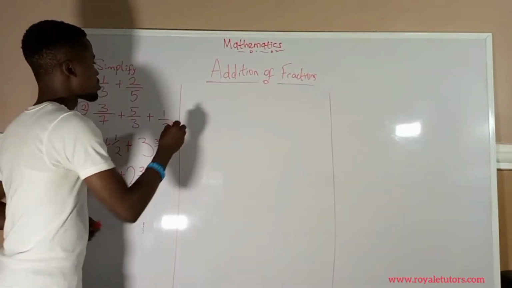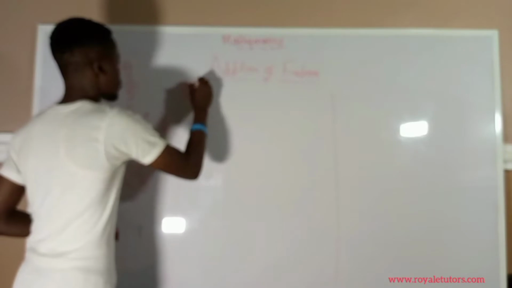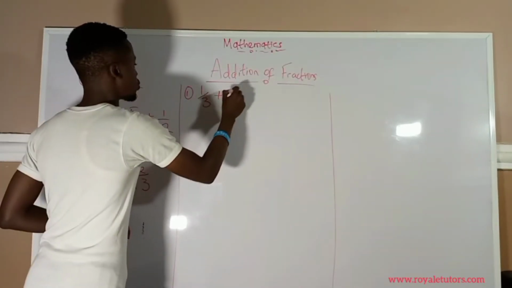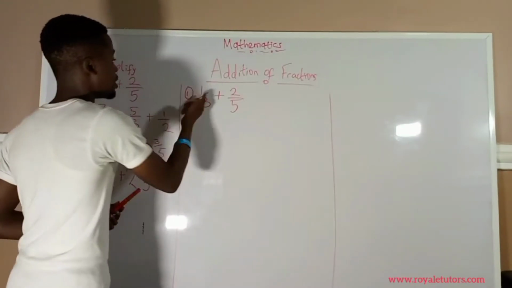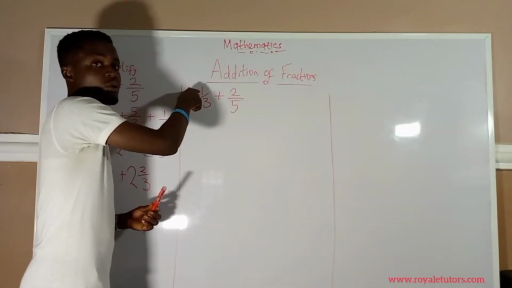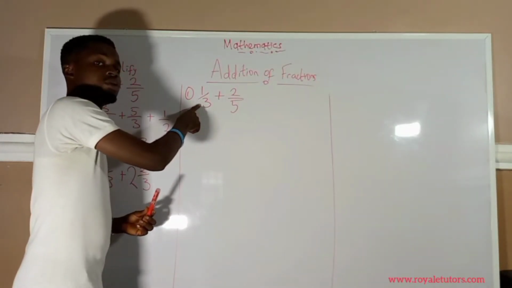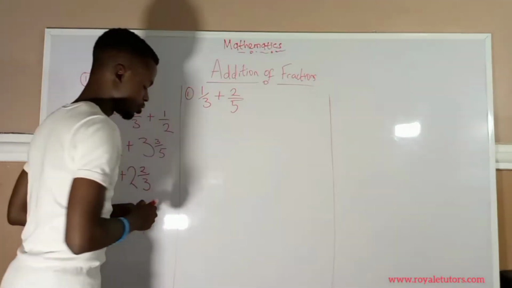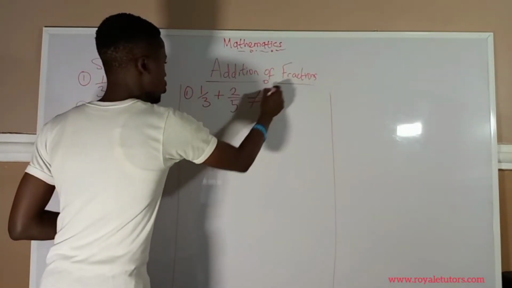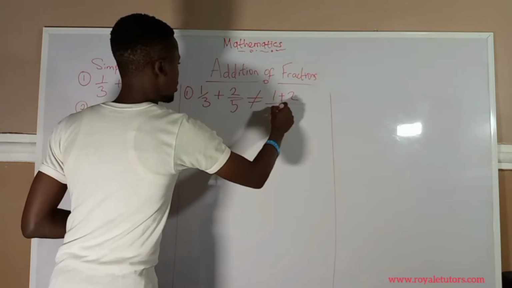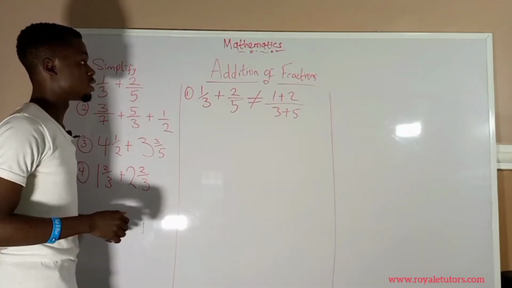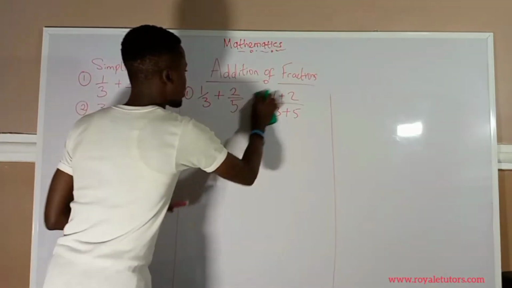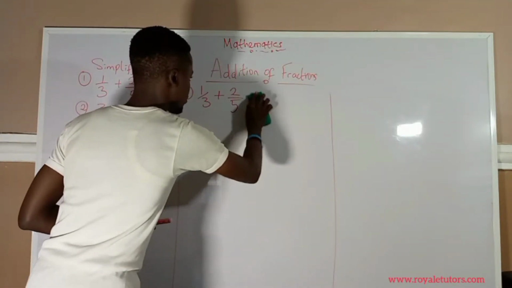So let us go. The first one is 1 over 3 plus 2 over 5. In the last video we did on fraction, I explained that the numerator is the number above, while the denominator is the number below. So when you want to add fractions, it is not equal to 1 plus 2 over 3 plus 5. No, this is the blunder. Instead, there is another way we go about it.